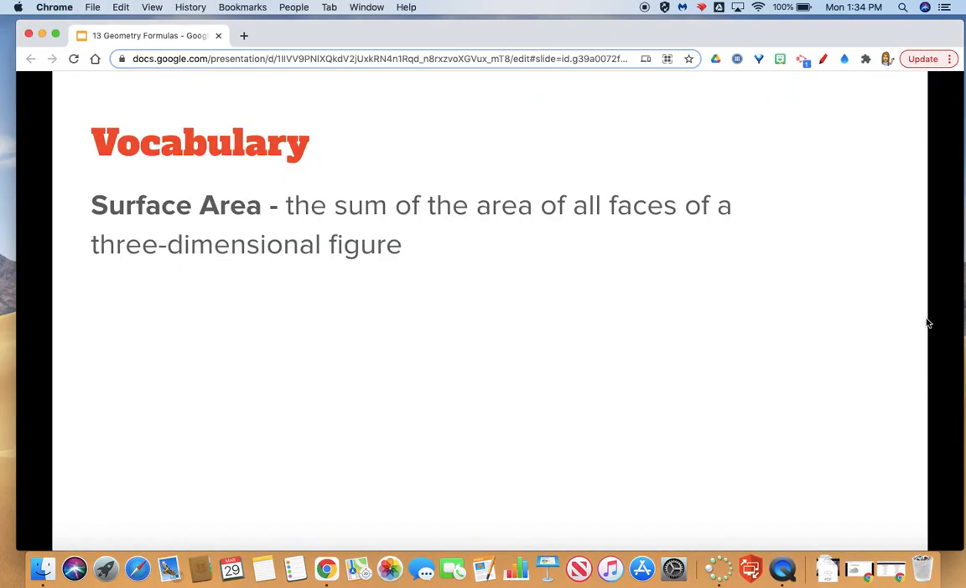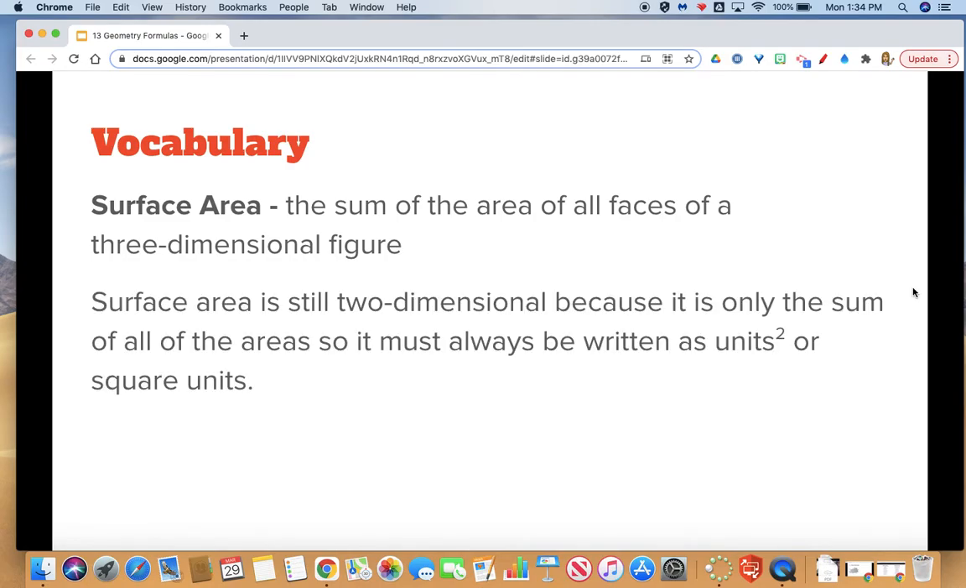Surface area is the sum of the area of all faces of a three-dimensional figure. So we're looking at the area of all the sides of the 3D figure and adding those together. Surface area is still two-dimensional because it is only the sum of all of the areas, so our units are written as units squared or square units, just like area units are. Press pause if you need more time.